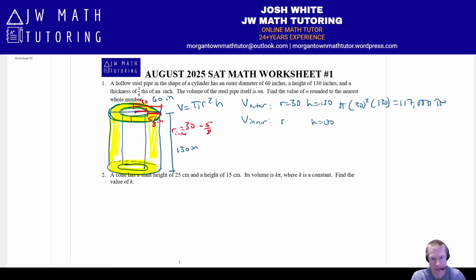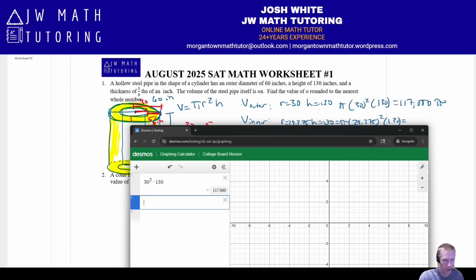You can put that in Desmos however you want. You can think of it as 29 and 3/8, or you could do the decimal form, 29.375. So whatever, we'll just do that. And then you can plug that into the formula. Now, of course, this is not going to be a nice integer, but that's fine because you just have to round the answer at the end. So now we've got 29.375 squared times the 130.